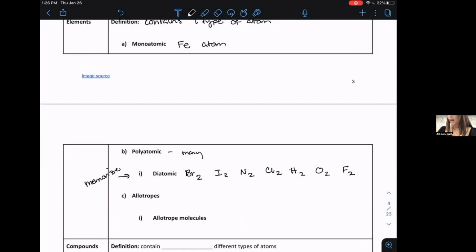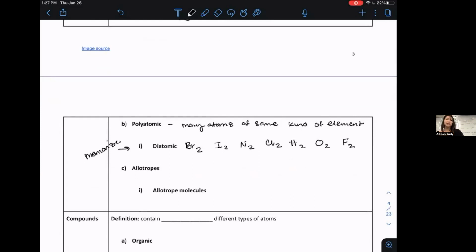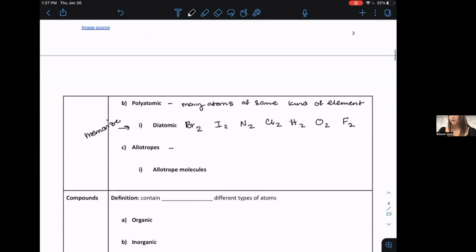Some other polyatomic atoms you'll encounter through problems, but I forgot to write the definition. They're many atoms of the same kind of element, two or more. Allotropes are various forms of the same element. Oxygen is a great example. Oxygen and ozone would be two allotropes of oxygen that are also polyatomic elements. There will be another type of polyatomic that you learn later.